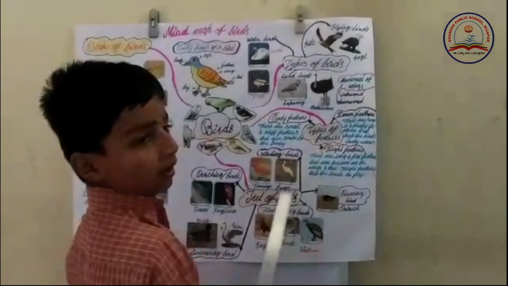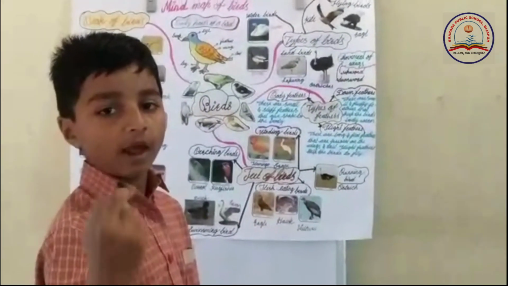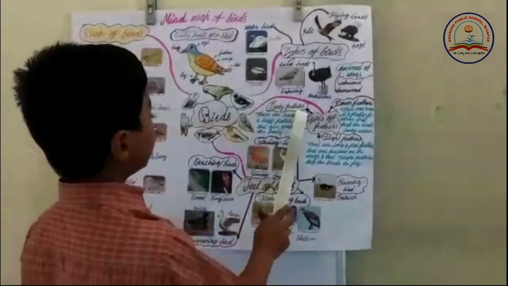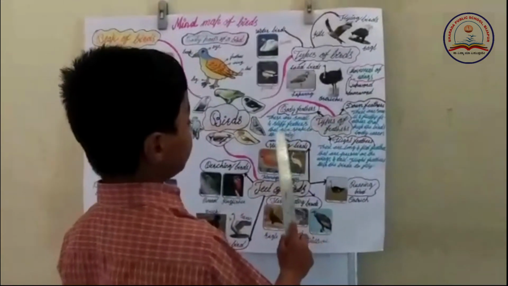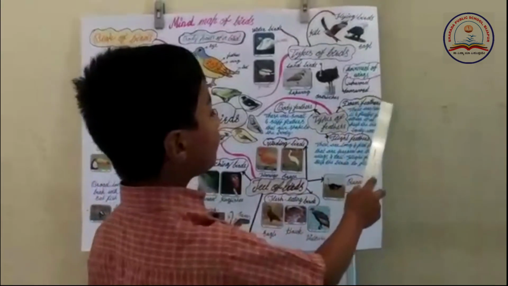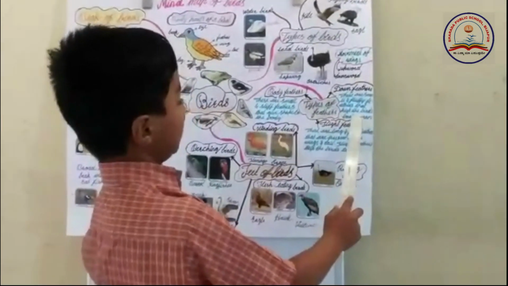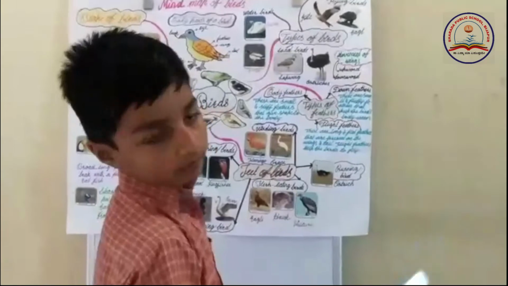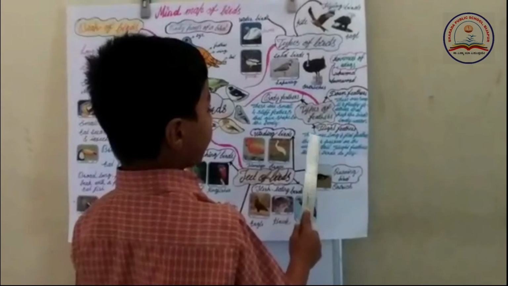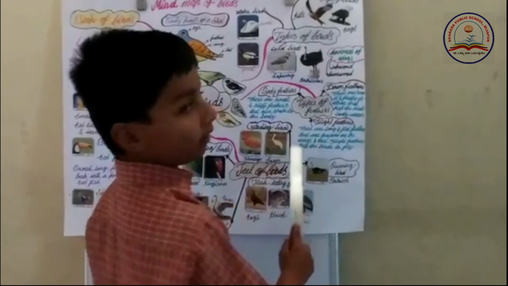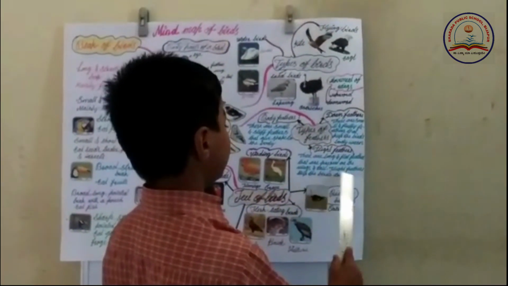Types of feathers. There are 3 types of feathers. They are body feathers, flight feathers and down feathers. Body feathers. These are small and stiff feathers that give shape to the body. Down feathers. These are small and fluffy feathers that keep the body warm. Flight feathers. These are long and flat feathers that are present on the wings and tail. Flight feathers help the birds to fly.